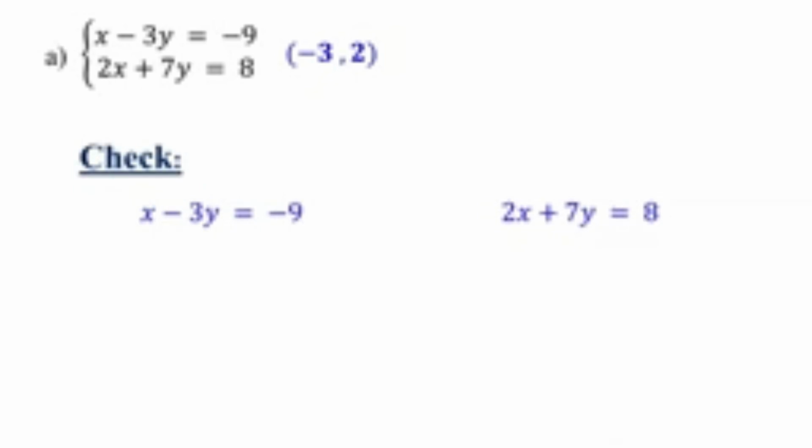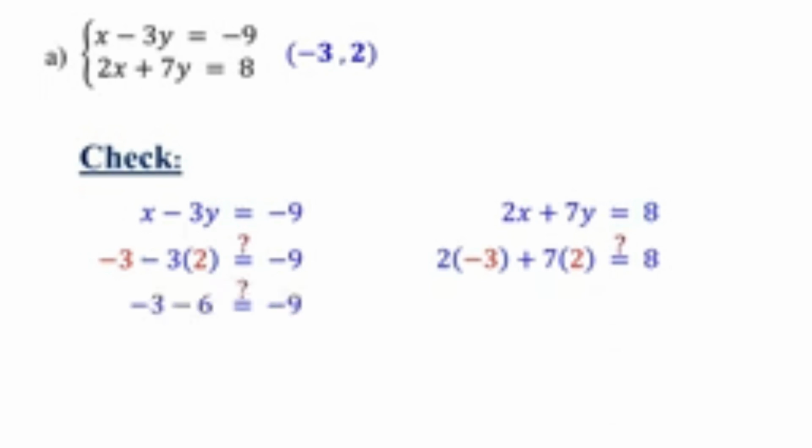We can check that the ordered pair is a solution to the system by substituting it into both original equations. Substitute negative 3 for x and 2 for y. In the first equation, 3 times 2 is 6. Negative 3 minus 6 is negative 9. In the second equation, 2 times negative 3 is negative 6, and 7 times 2 is 14. Negative 6 plus 14 is 8. As you can see, both equations are satisfied, confirming that the ordered pair negative 3, 2 is indeed the solution to the system of equations.